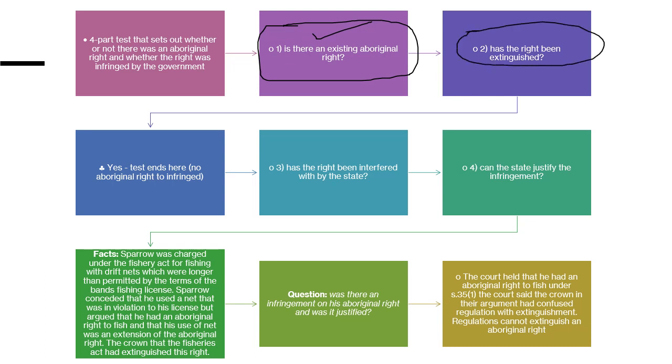Has the right been extinguished, or is it no more in use? If yes, the test ends here. There is no aboriginal right to infringe. If it says that the right has been extinguished, the test ends here.